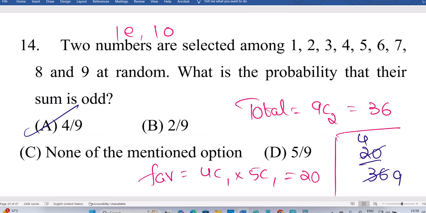I believe you understand why 4C1 into 5C1. The condition is that the sum of the two selected numbers must be odd. Two numbers' summation odd means one even, one odd is required. Okay, so cool. Let's see the next one.